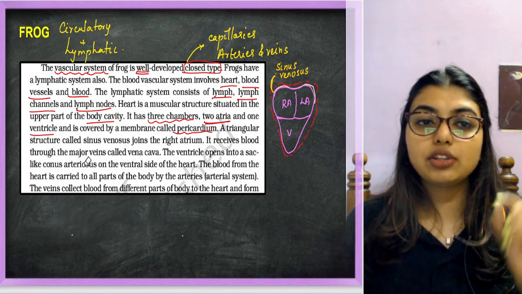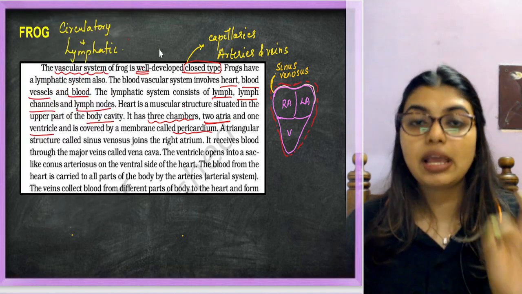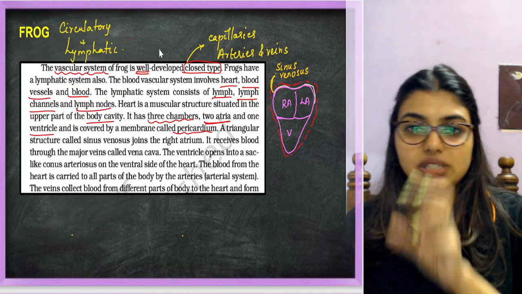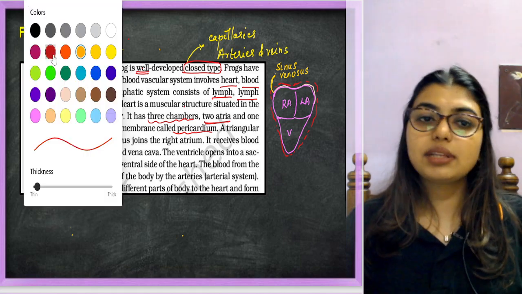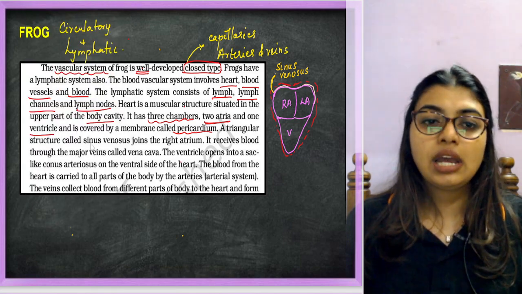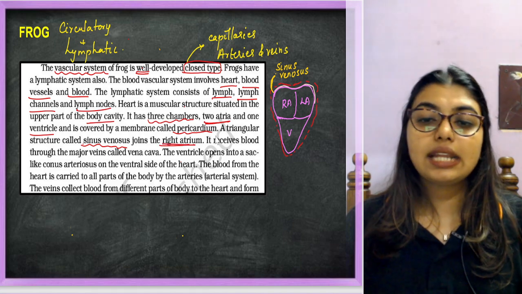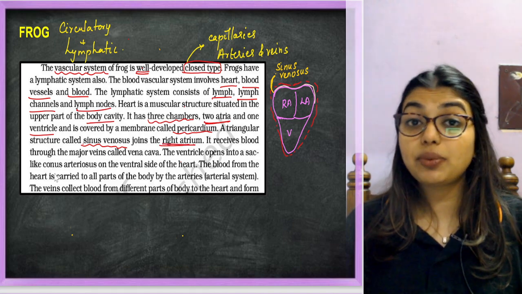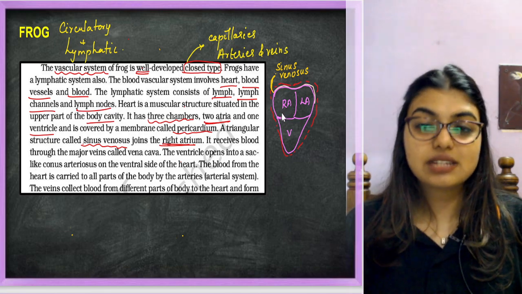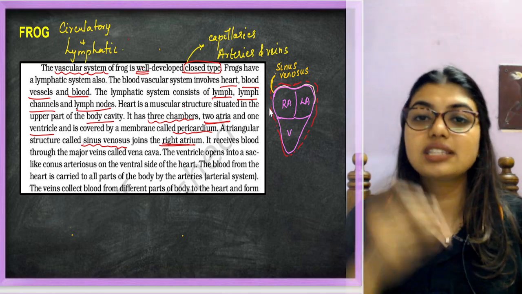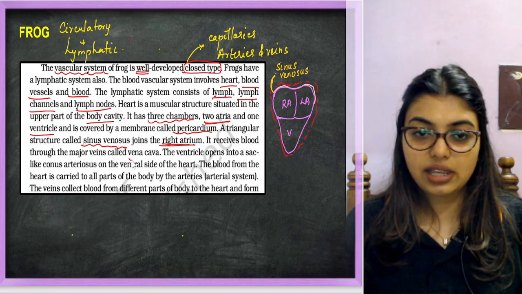And remember, even though the word venosus is coming, it is connected to the right atrium. Same way, conus arteriosus, even though the word arteriosus is coming, is connected to the ventricle. If you remember it this way, you'll never forget it. Look here, a triangular structure called sinus venosus joins the right atrium. It receives blood through major veins called vena cava. So they also have vena cava. The right atrium receives the blood just like in us from the superior and inferior vena cava; like that, here also they have vena cavas.